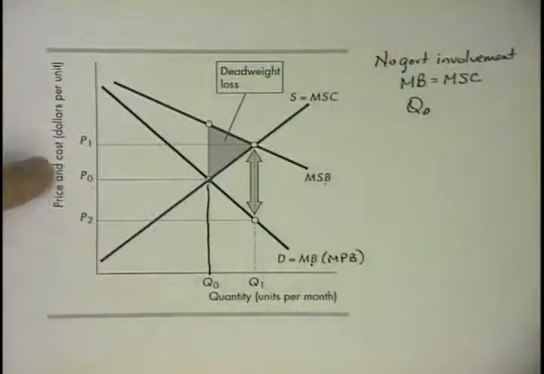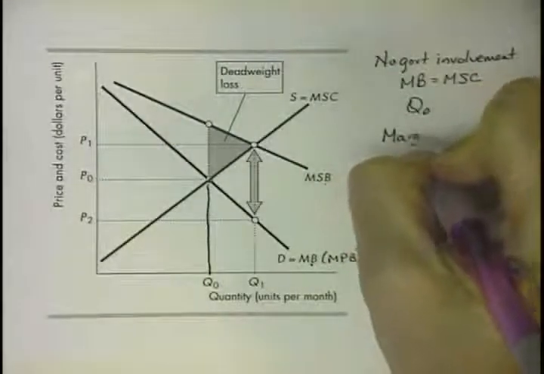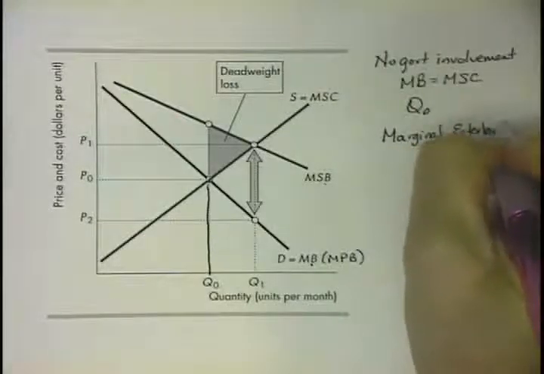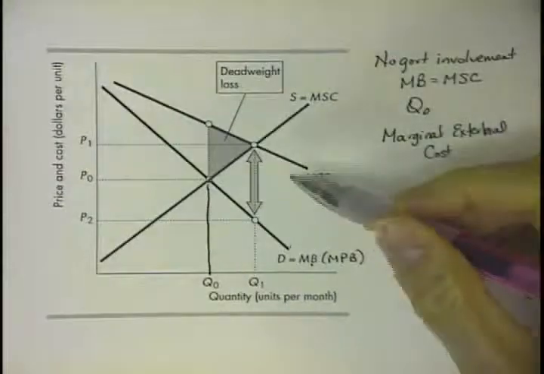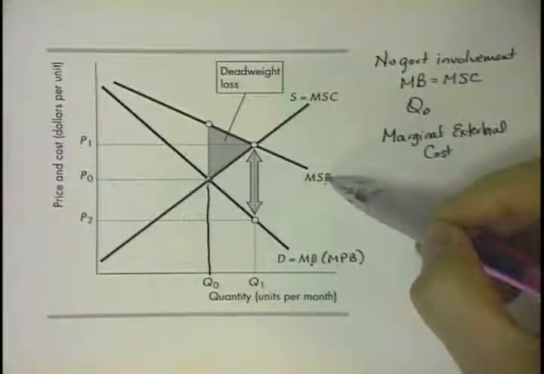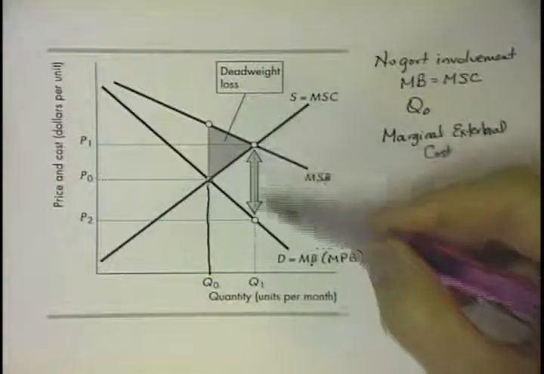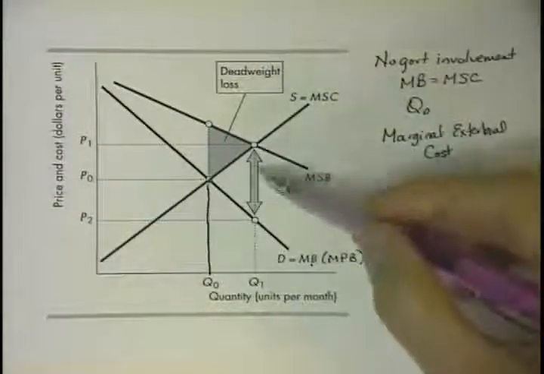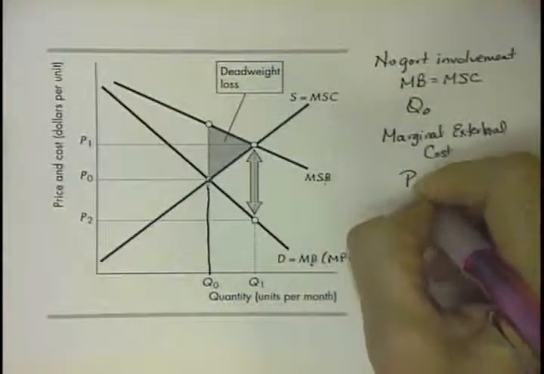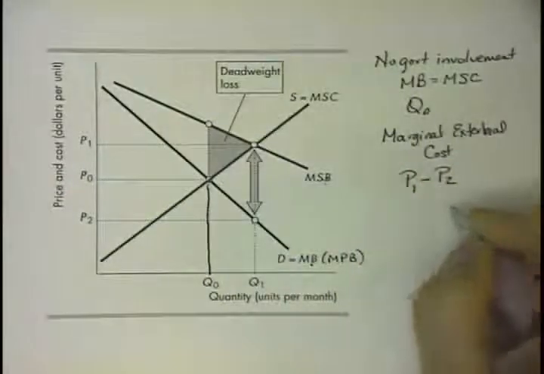Now, if we wanted to figure out the marginal external benefit, which is how much society actually benefits by me going to school, we would find the vertical distance between the MB curve and the MSB curve, the marginal benefit curve and the marginal social benefit curve. So if we're at Q1, the marginal external benefit is going to be the difference between here and here. In that particular case, it would be P1 minus P2 if we're at Q1.